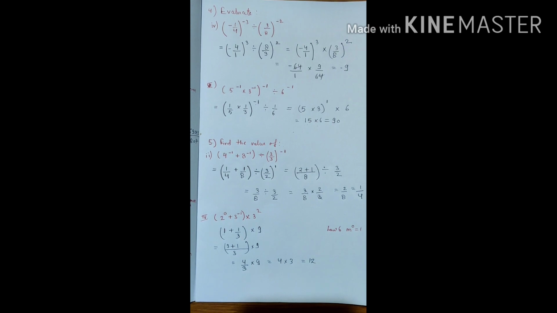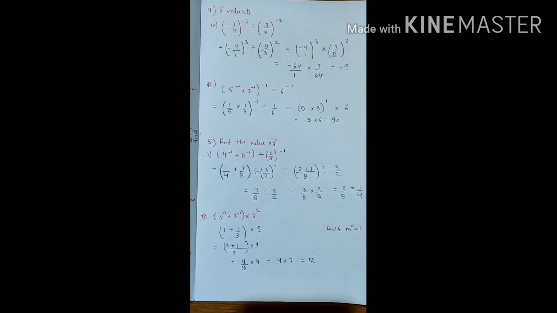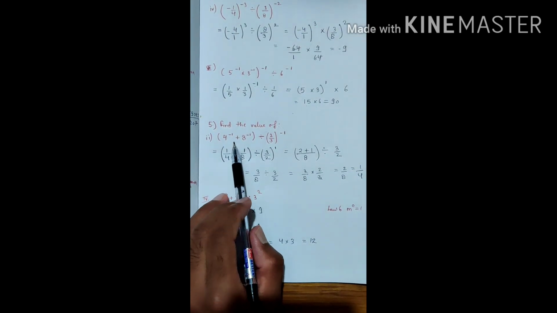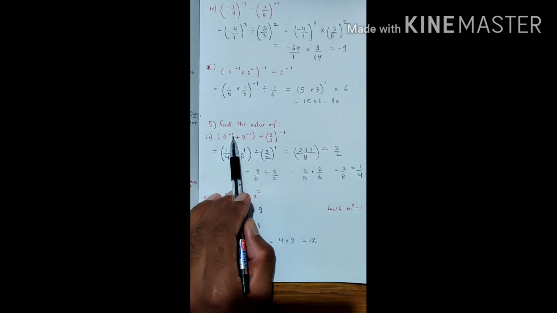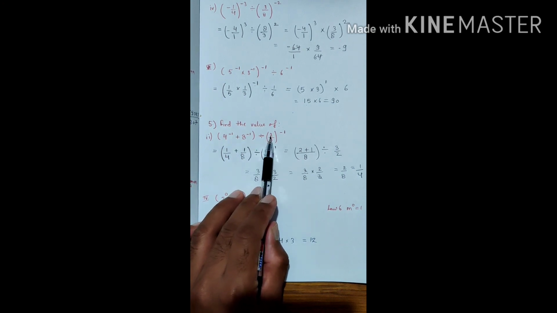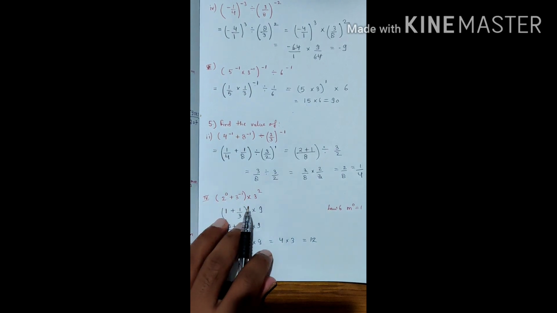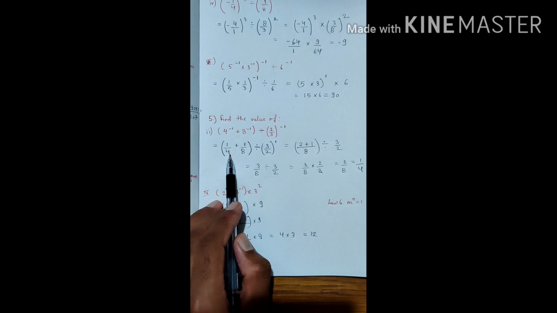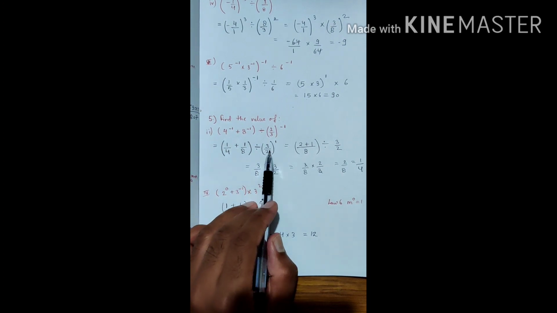Now we'll move ahead to question number 5. It says find the value of. So we'll see the second part of this question. It says 4 raised to the power of minus 1 plus 8 raised to the power of minus 1, divided by 2 by 3 raised to the power of minus 1. Again, to make it positive, we'll reciprocal both the values, and we have done the same over here also.